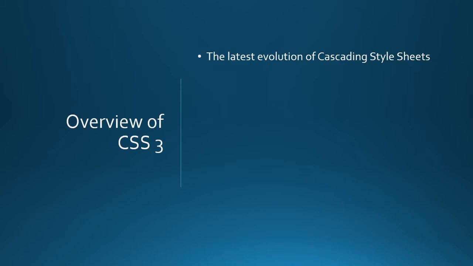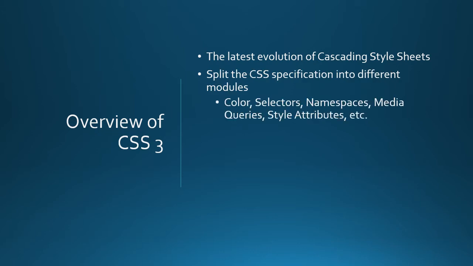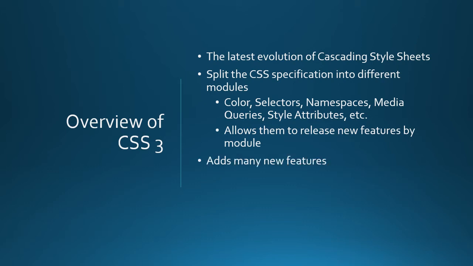CSS3 is nothing more than the latest evolution of cascading style sheets. Now what they've done is they've split the CSS specification into different modules, and these modules are things like color, selectors, namespaces, media queries, style attributes, etc. The reason they did this is this allows them now to release new features by module without having to wait for everything to be done. This allows them to add features a little more quickly.